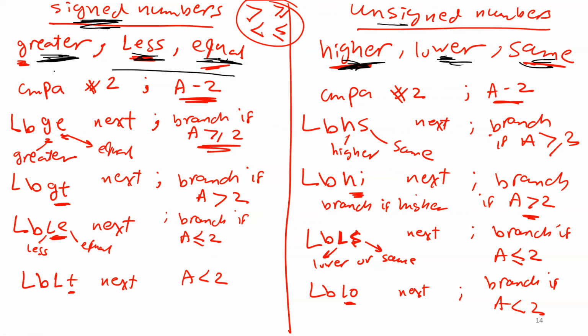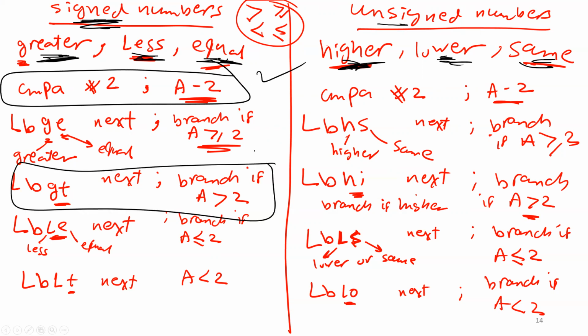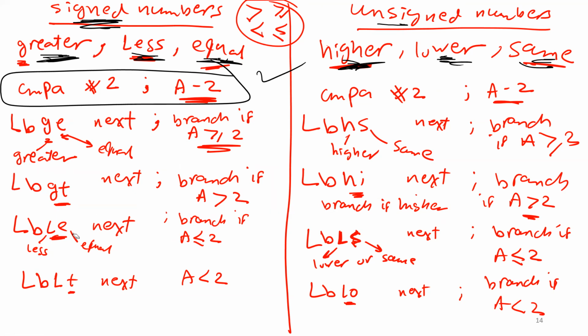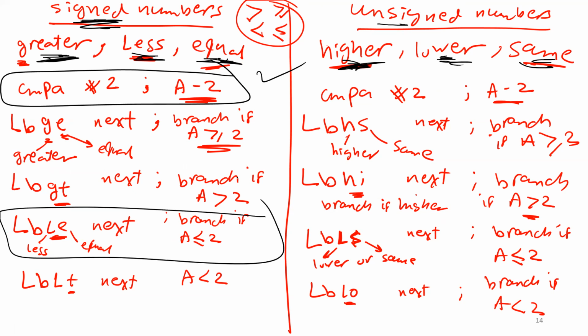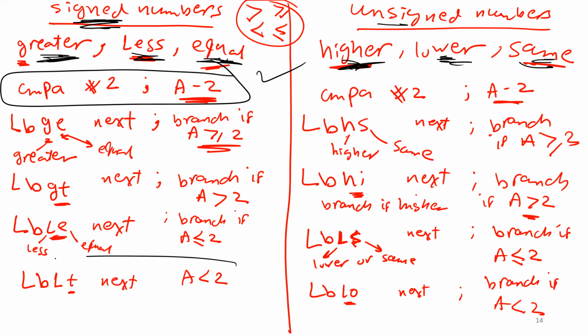However, you have to use the compare no matter what. If I use this one, branch if greater than, then if A is greater than 2, I want to branch. This one here, branch if less or equal. This one, less than. That's it. So these are the 4 we have: greater or equal, greater than, less or equal, less than. Is that okay?